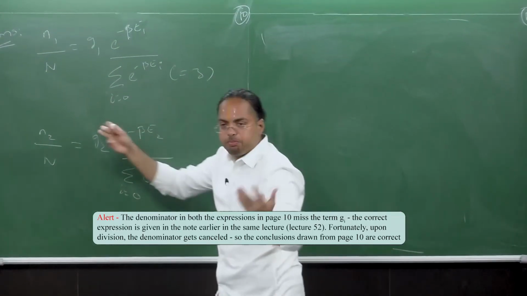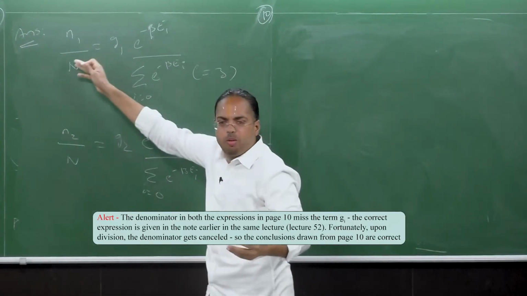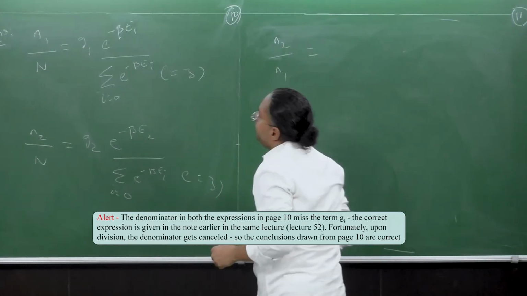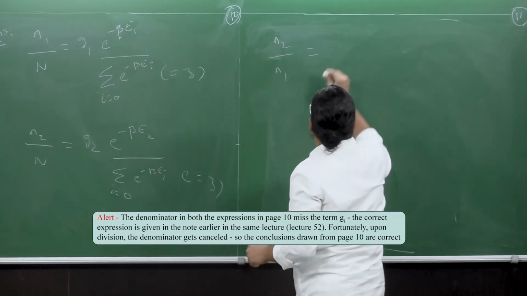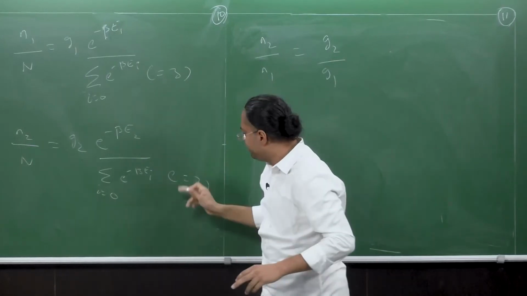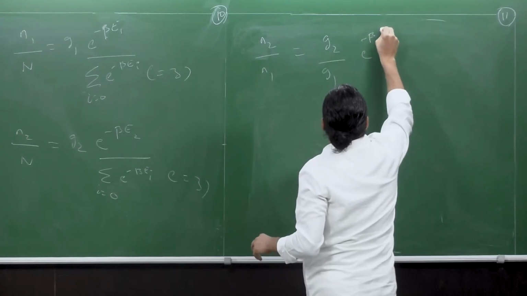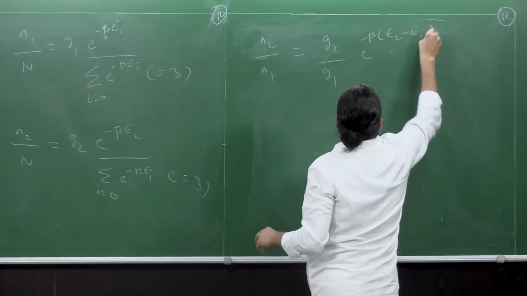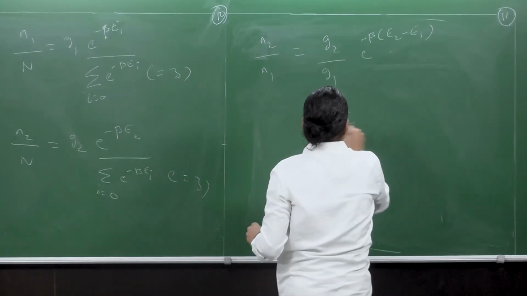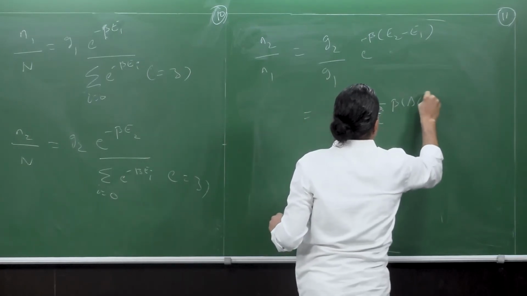And so, per the question, I want this ratio. Let's say, I want N2 by N1. So my N2 by N1 is therefore going to be G2 by G1, and the denominators are going to be the same, so they get cancelled out. So this shall be first e to the power minus beta times E2 minus E1. So this is going to be written as G2 by G1 times e to the power minus beta times delta E.